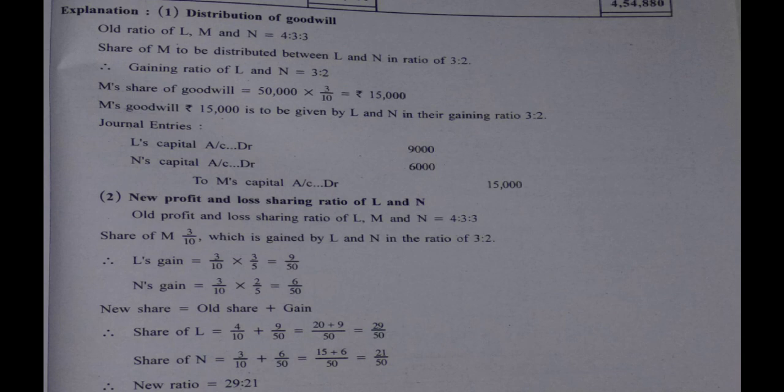Now there does not arise any question of teaching you how to obtain LCM. If you don't know this much, then you should go back to the lower standards, study the books of mathematics, and then come study this sum. Same applies to the share of N. They've taken the LCM, and the new ratio now is 29:21.